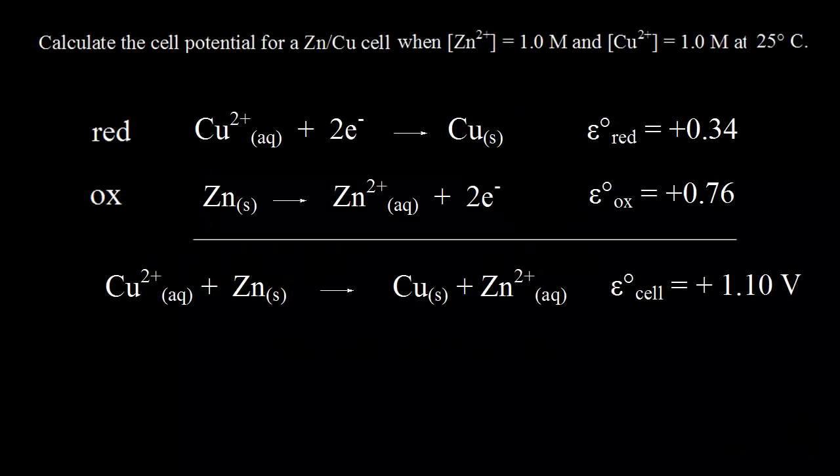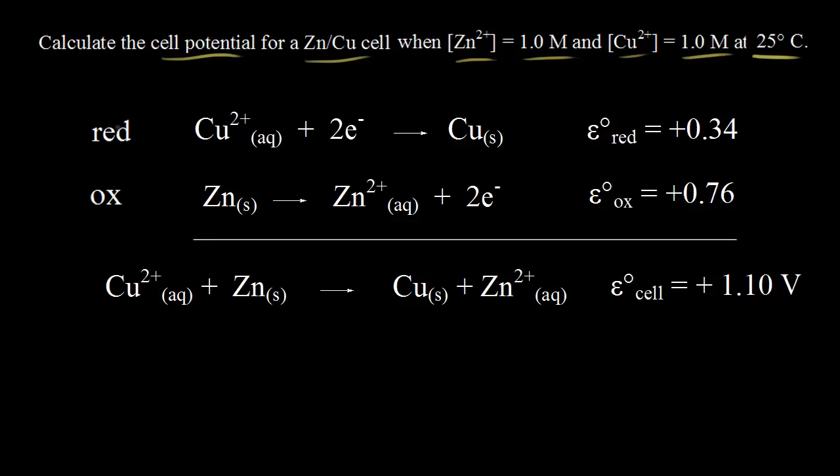You can use the Nernst equation to calculate cell potentials. Here we need to calculate the cell potential for a zinc-copper cell where the concentration of zinc 2 plus ions and the concentration of copper 2 plus ions in solution is 1 molar, and we're at 25 degrees C. So we're talking about standard conditions here.